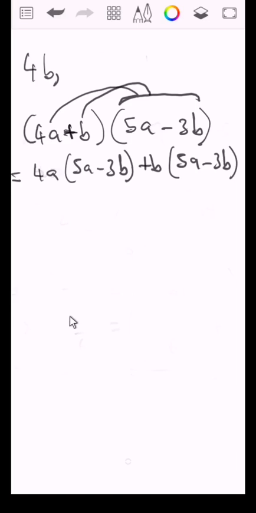So now let us do the work. Again, we multiply this outer term with every singular term inside the bracket. So 4a will multiply 5a, and 4a again will multiply minus 3b. And take note that we will multiply minus 3b.